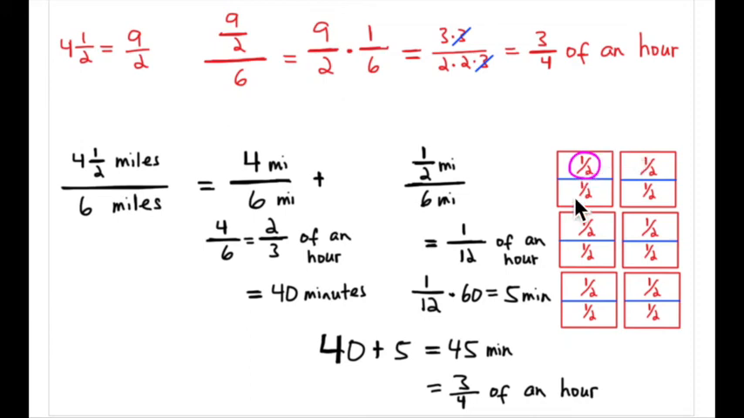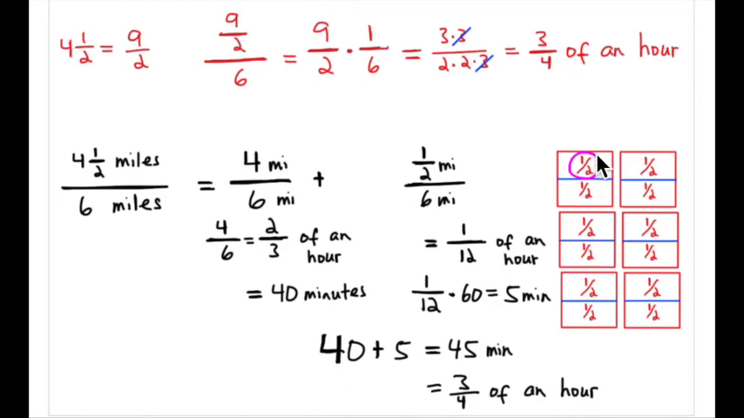Well, you start running and you think you're going to run 6 miles, but you only run this far. You only run 1/2 of a mile. So if this whole rectangle represents 1 mile, you only ran 1/2 of a mile. But there's 6 of these rectangles in an hour. That makes 12 1/2s in an hour.